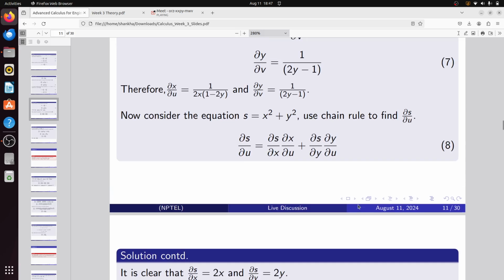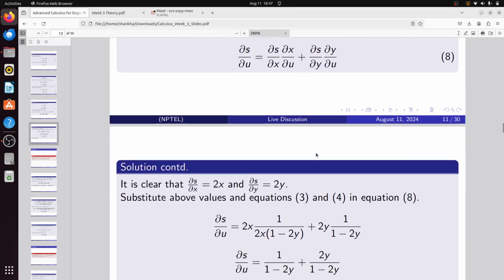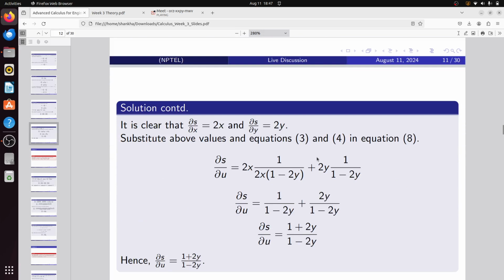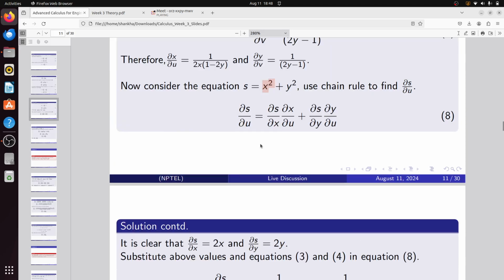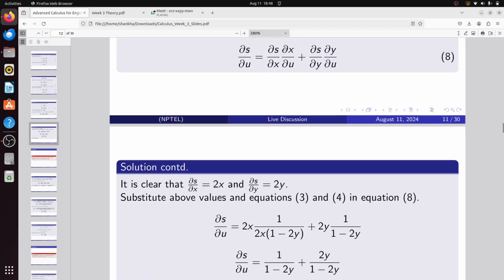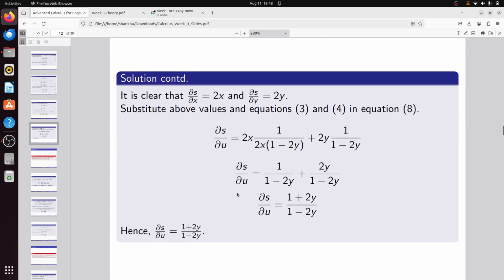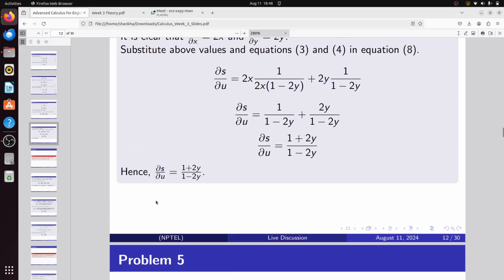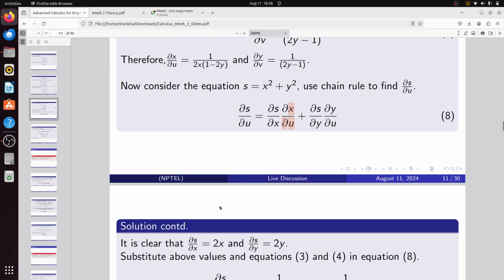Now what is del s del x? Del s del x is just the derivative with respect to x, so it will be 2x, and the derivative with respect to y will be 2y. So if you use those relationships, you have del s del u equal to del s del x into del x del u plus del s del y into del y del u. So you have 2x into 1 by 2x, minus 2y into 1 minus 2y, because these terms we have already discussed. So we find del s del u equal to 1 plus 2y by 1 minus 2y.